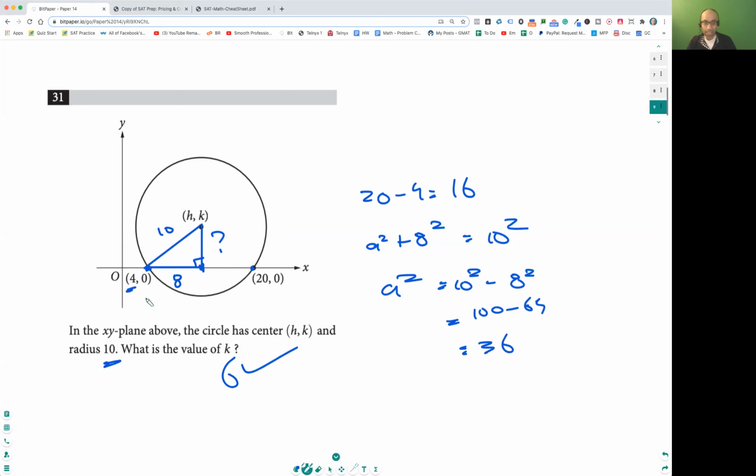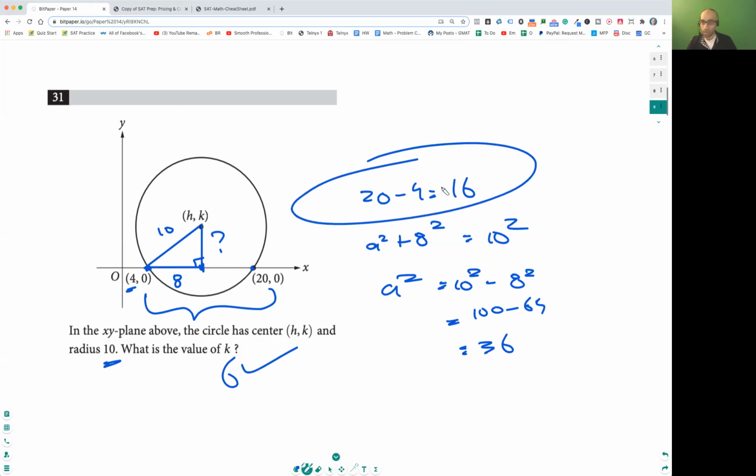How did I get 8? It's take the distance and half it. So this is 20, this is 4, this is 16. 20 minus 4 is 16, right, over here. And then because this whole distance is 16, the half of it is 8.